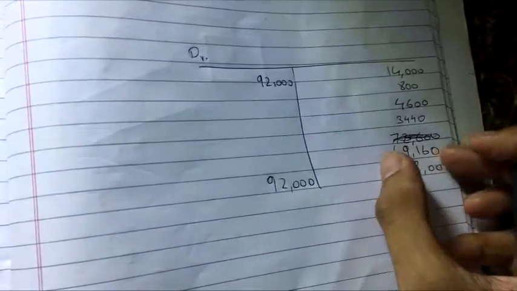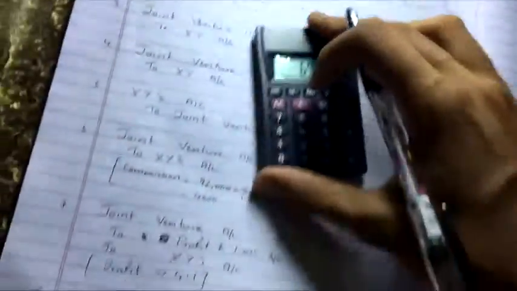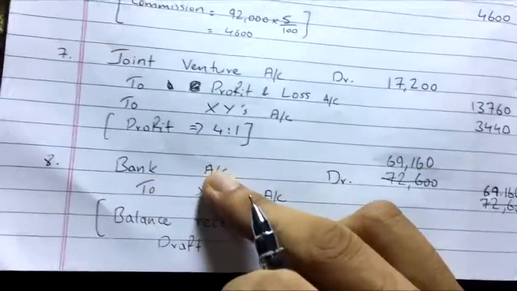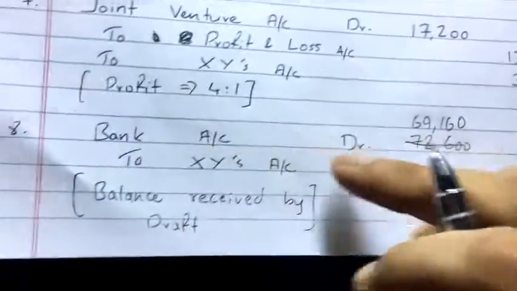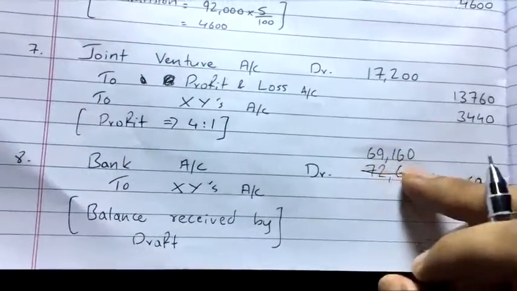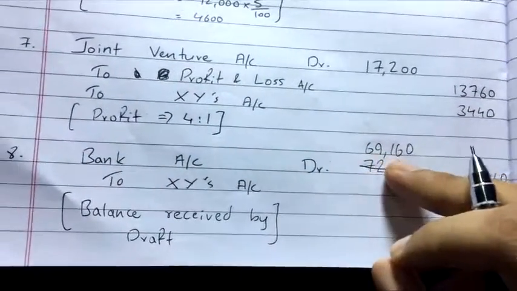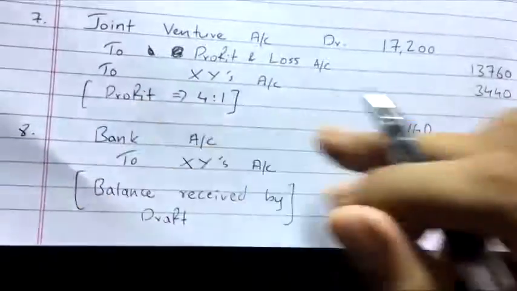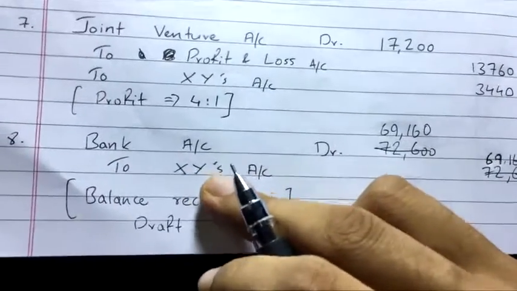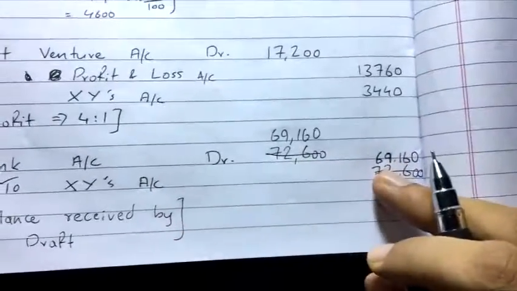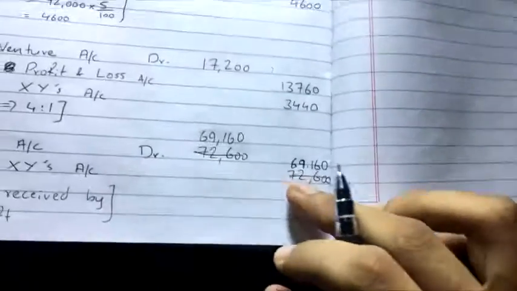XY account. Now this money has to be paid to AB. All right, so the entry will be bank account debit, because the money is coming into AB. AB is getting the money. So bank account debit 69,160. Before I made a mistake, that's why I have cut this. Bank account is increasing, 69,160, to XY account. The cash is coming from XY, XY is making the payment, so to XY account 69,160, that is the balance from over here.